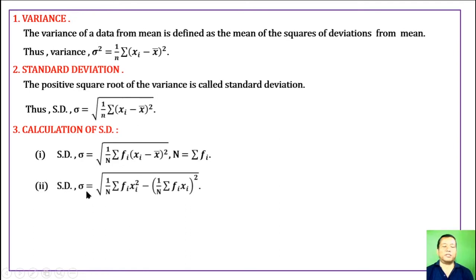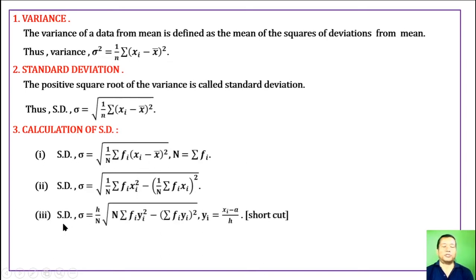Standard deviation sigma is equal to the square root of 1 by capital N into the summation of fi xi square minus 1 by N times the summation of fi xi whole square. This is another form of the above, which is obtained by expansion of the above.